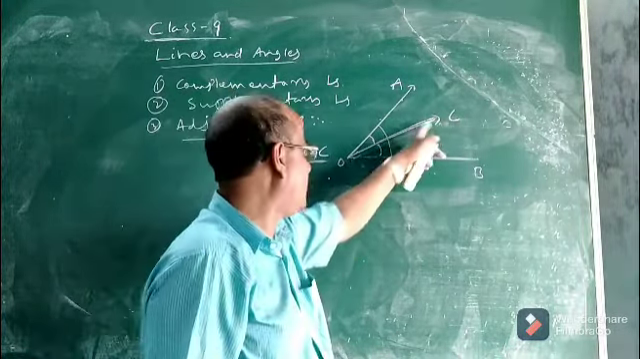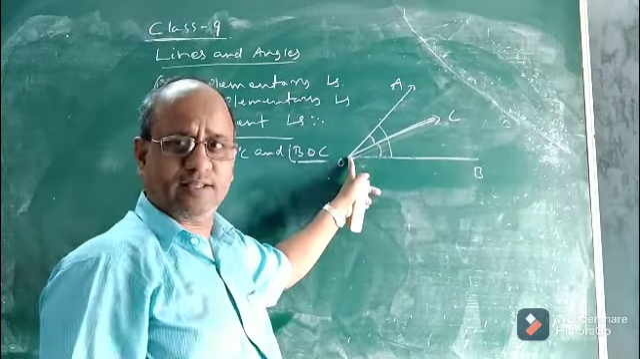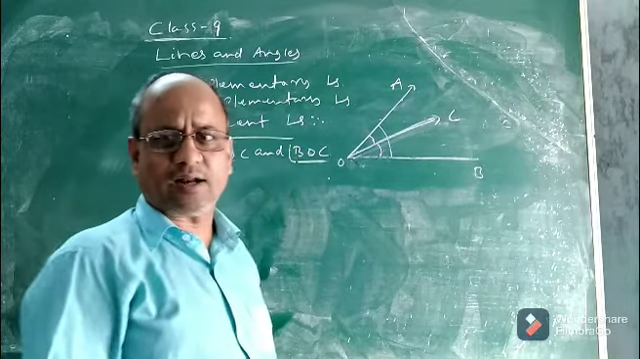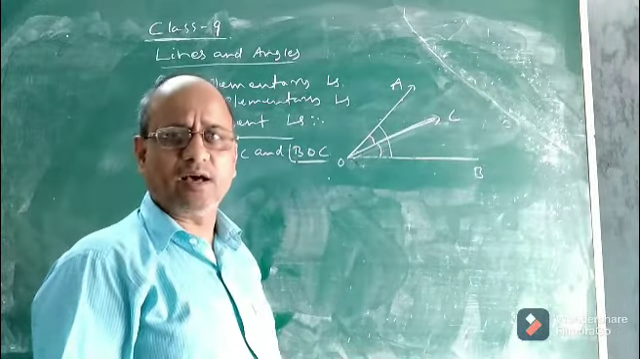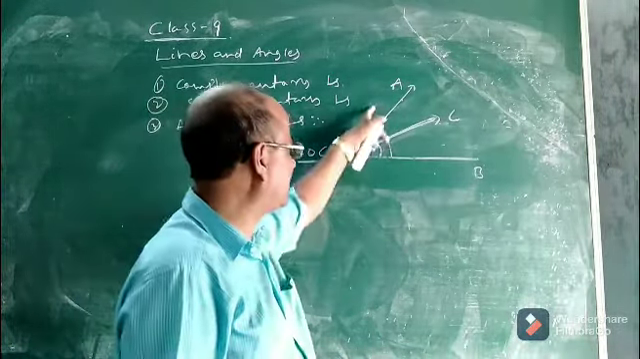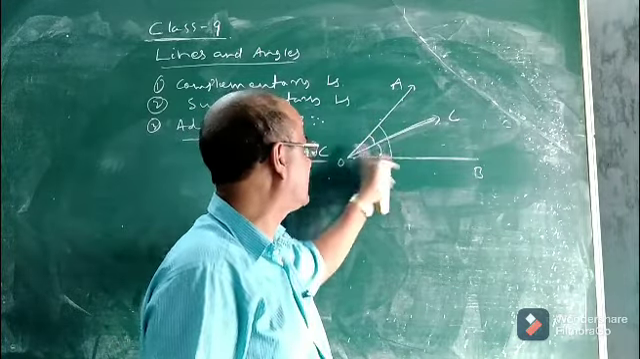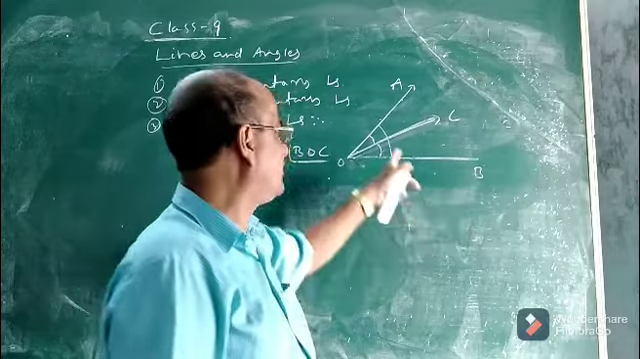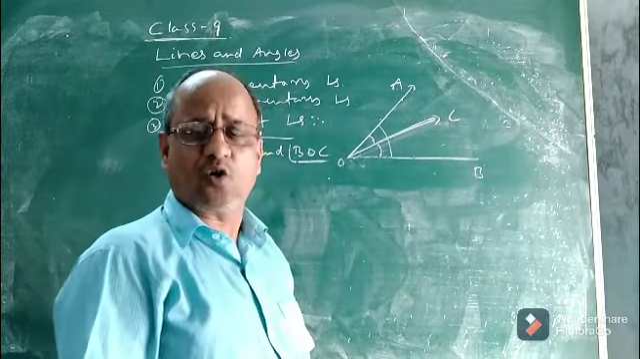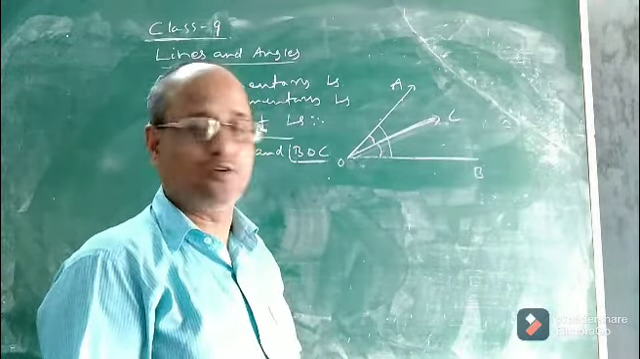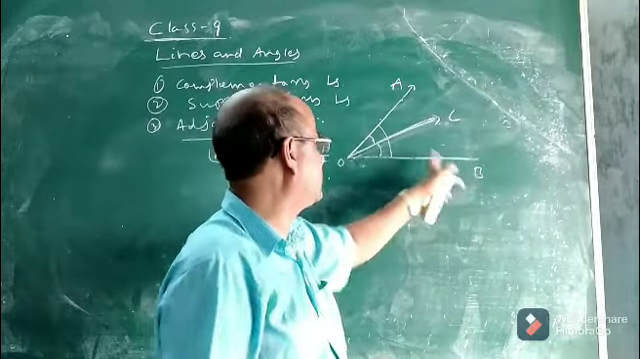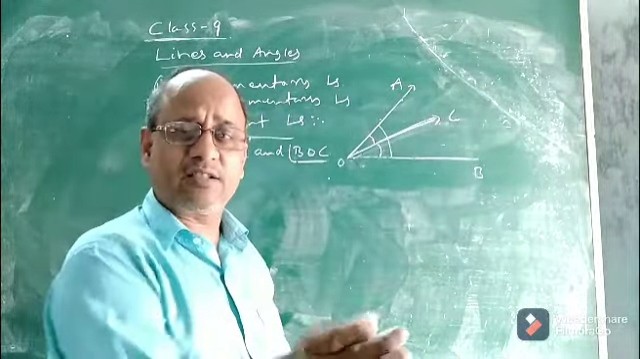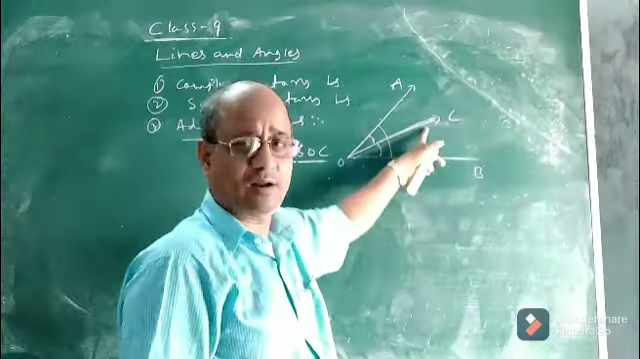If OC is the common arm and O is the common vertex, then there are two other arms, namely OA and OB. They are called non-common arms. And look at these two non-common arms, that is OA and OB. Do they lie on the same side of the common arm? The answer is clearly no. This one is on this side and this one is on the other side. That means they lie on different sides of the common arm.